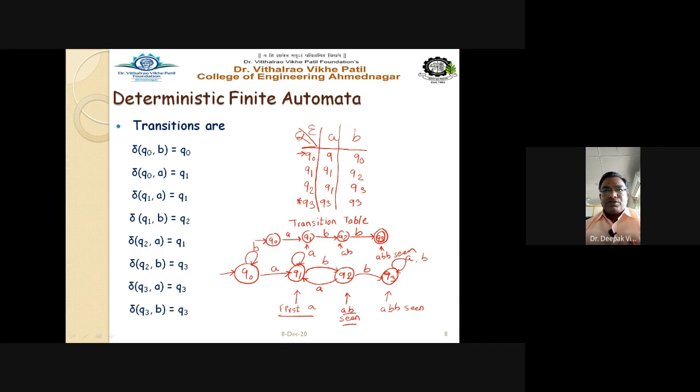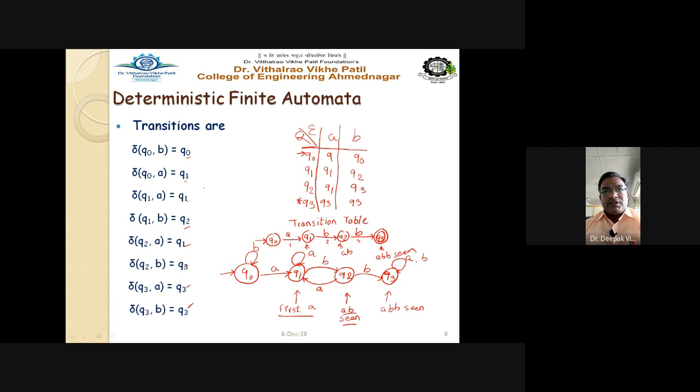Now the question in your mind: how many transitions have we drawn here? We have drawn only 3 transitions. And how many total transitions are there? 1, 2, 3, 4, 5, 6, 7, 8. So out of 8 transitions, we have drawn only 3. The remaining 5 transitions we have to draw. So always draw the transition diagram like this. First draw the diagram for the string which is being asked. The string being asked is ABB, so first draw for ABB.